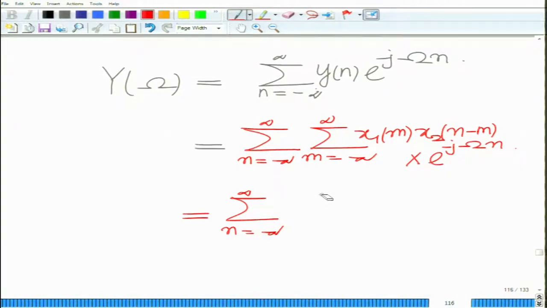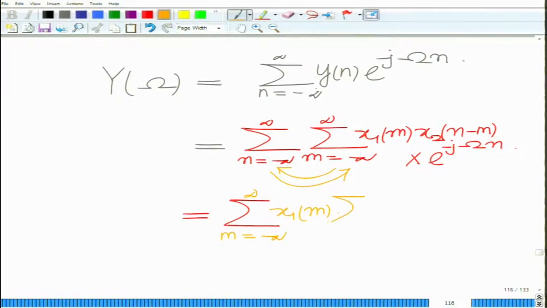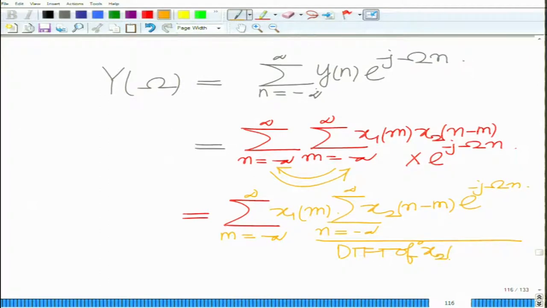Now, I can interchange the summation with respect to n and m. So, interchanging the summation, first you have the summation m equals minus infinity to infinity, then x1[m] will come out because it depends only on m, and the summation n equals minus infinity to infinity of x2[n minus m] e raised to minus j omega n. This is the DTFT of x2[n minus m], that is x2[n] delayed by m samples, hence the corresponding DTFT is naturally X2(omega) e raised to minus j omega m, that is modulation in frequency.